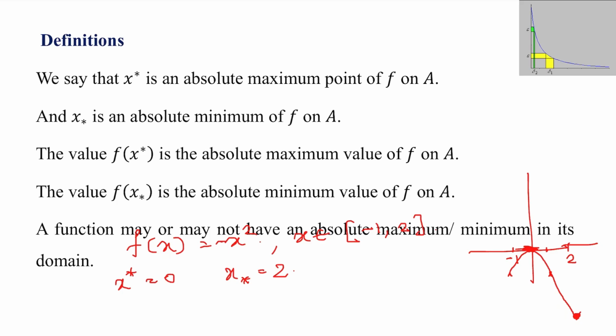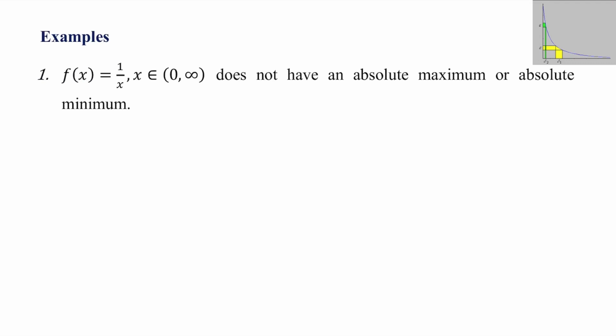And a function may or may not have an absolute maximum or minimum in its domain. It is not necessary that a function should have an absolute maximum or an absolute minimum in the domain. Let's see some examples. So here, in the first case, I am taking f of x equal to 1 by x, and the domain is the open interval 0 infinity.